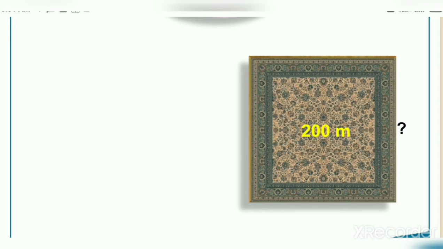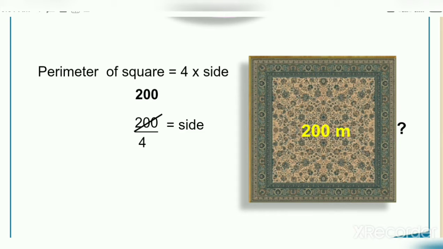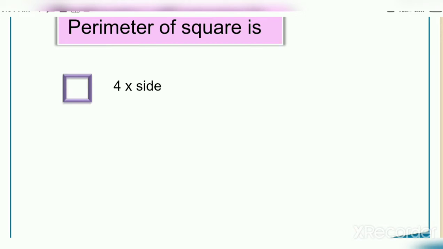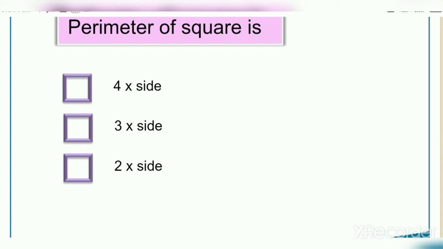We now know perimeter of square is equal to 4 times of side. Here perimeter is 200 meters. So 200 divided by 4 is equal to 50. So the length of one side is 50 meters. Perimeter of square is 4 times of side, 3 times of side, or 2 times of side? It's 4 times of side. Yes, good.